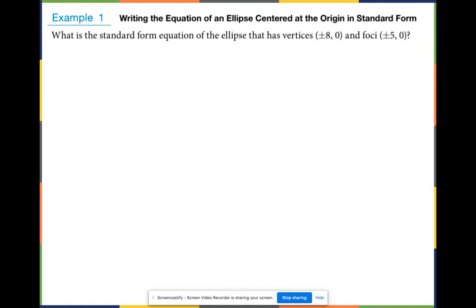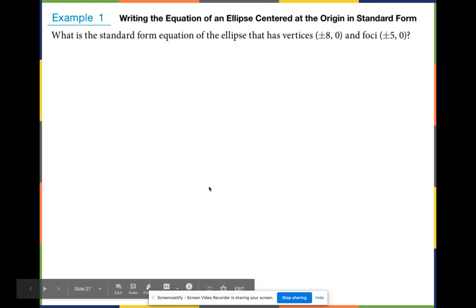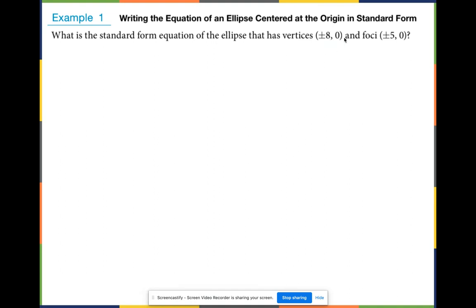All right, let's do an example. We're just going to do a bunch of examples. What is the standard form equation of the ellipse that has vertices at plus or minus 8, 0, and foci at plus or minus 5, 0? Well, let's just think for a minute. What do we know already? The vertices are at plus or minus 8, 0, which is along the x-axis, and the foci are along the x-axis as well.